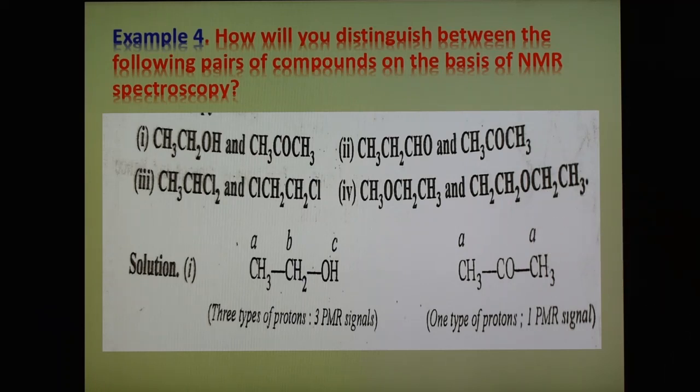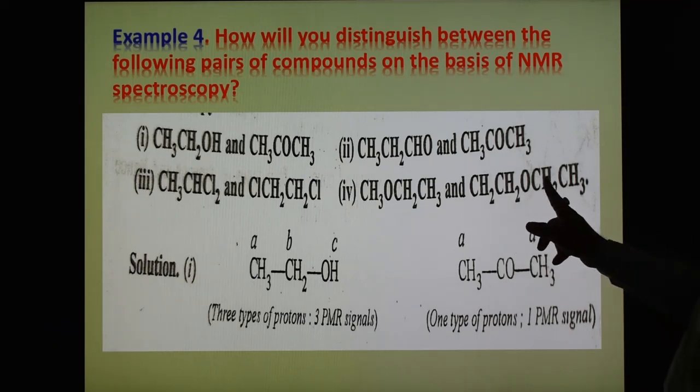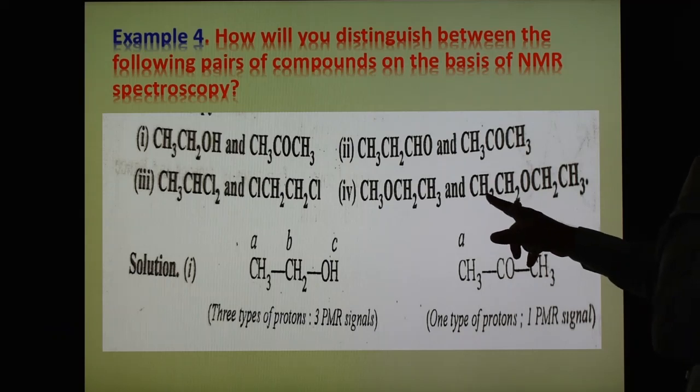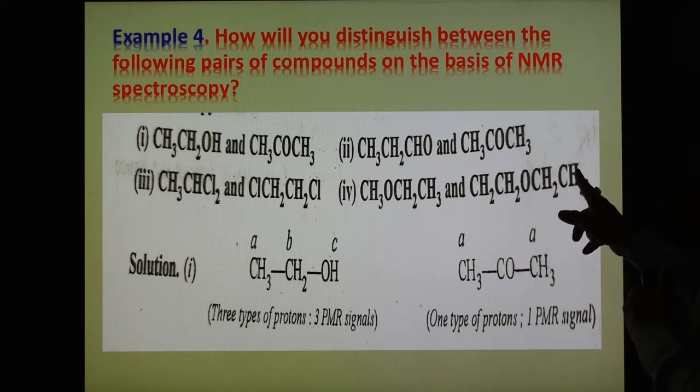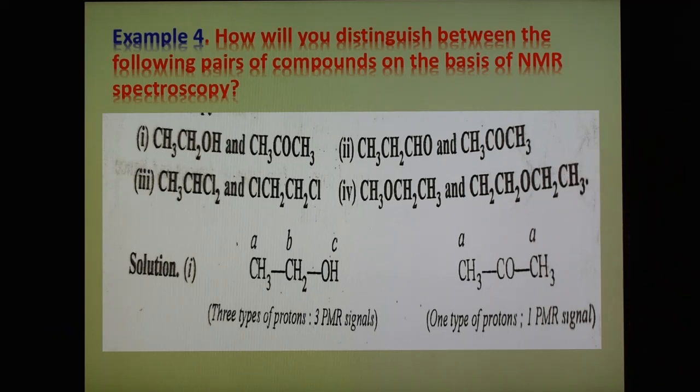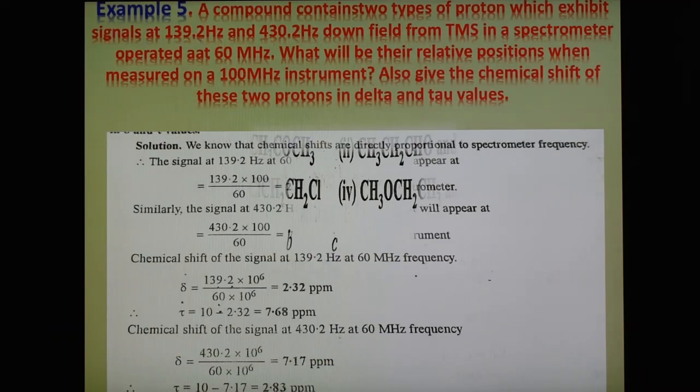And in the case of this compound, how many different types of protons are there? Only 2 types of protons, because this CH2, CH2 are equivalent, and this CH3 and this CH3 are equivalent. So this is AA and this is BB. So only 2 NMR signals are expected or possible in the 4th compound. So this is example number 4.